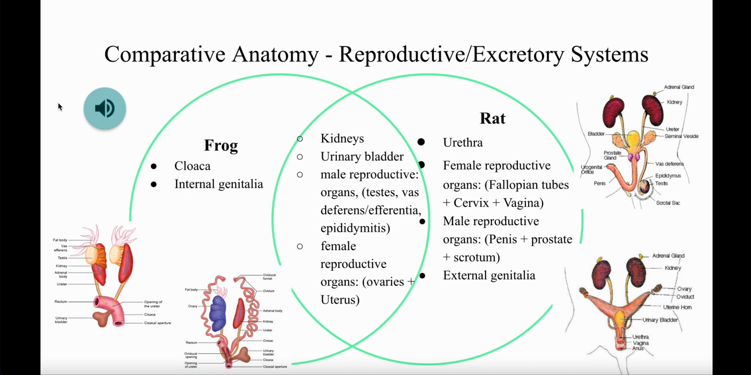The frog uses its cloaca for more than just waste removal. It also is how female frogs release their eggs, and then the male frog will release their sperm over the eggs from their own cloaca.